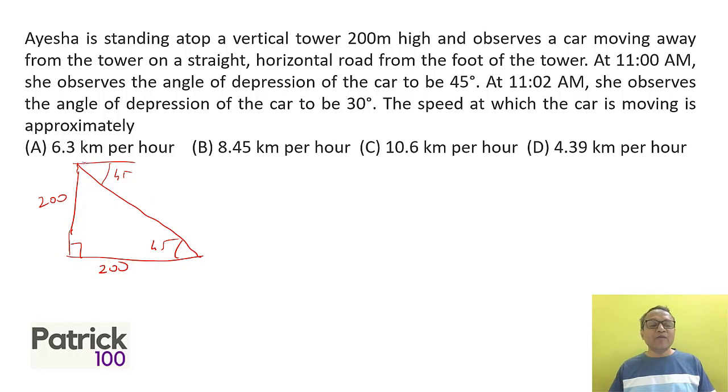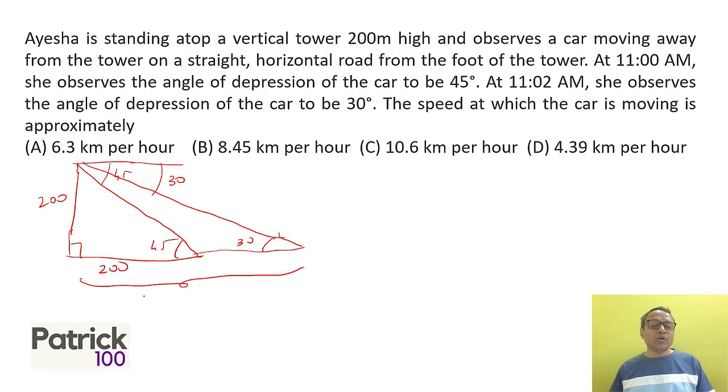Then the angle of depression after 2 minutes becomes 30 degrees. So this becomes 30, which means this whole length will be 200 root 3. Because the side opposite 60 is root 3 times the side opposite 30. You should know this in any triangle. So the distance traveled is nothing but 200 root 3 minus 200.